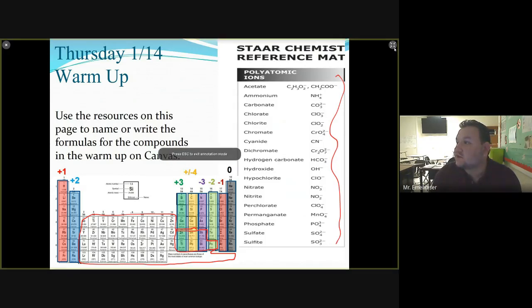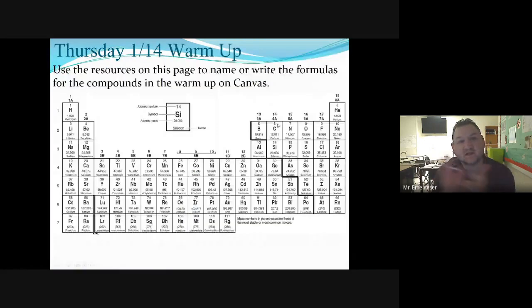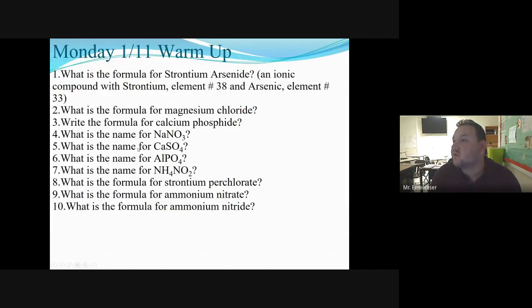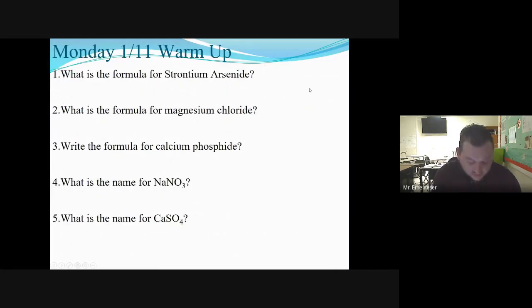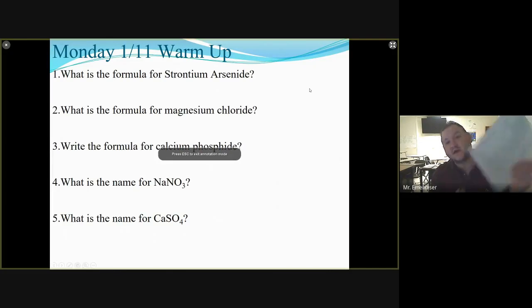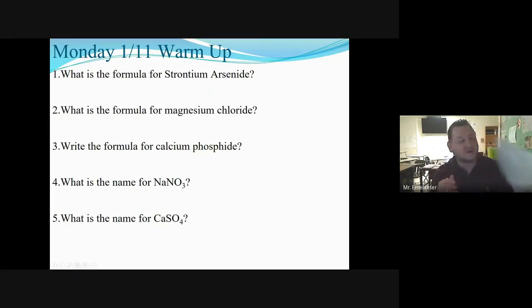All right, so let's try some examples. Aren't you excited? I'm excited. Use resources, so here's the periodic table again. All right, what is the formula for the strontium arsenide? All right, so strontium arsenide, I'm going to look on my periodic table. I'm going to find strontium, which is group 2, and I'm going to put his charge. So strontium plus 2. And then arsenic. Arsenic is right here. It's underneath phosphorus, and it's a -3. Okay. So that's my charges.